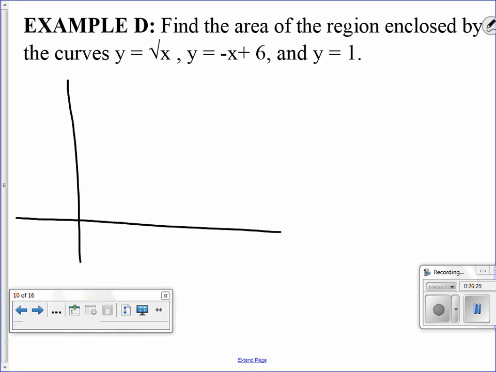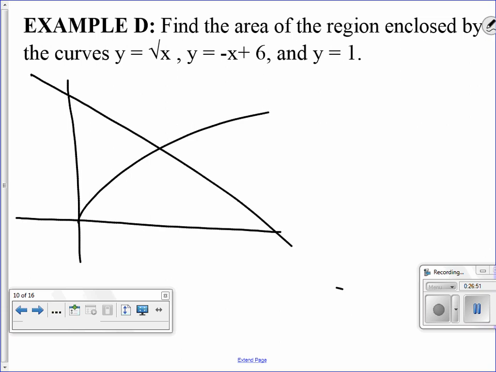Let's graph this. That's it. Y equals negative x plus 6. What does that look like? Yeah, it was good. Nice. It's a line. The slope is -1. The y-intercept is 6. And then the last one, y equals 1. Throw that in. Let's see. So I got this region enclosed by all 3 of those.